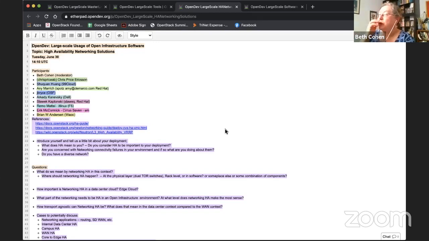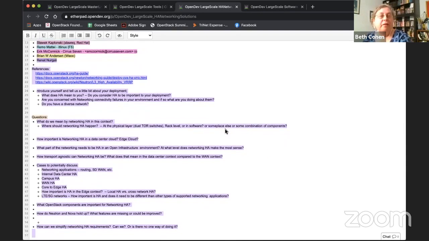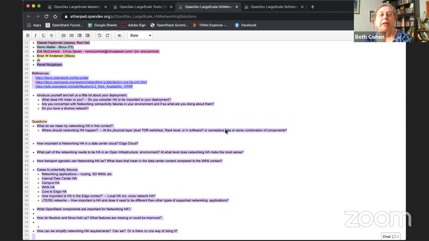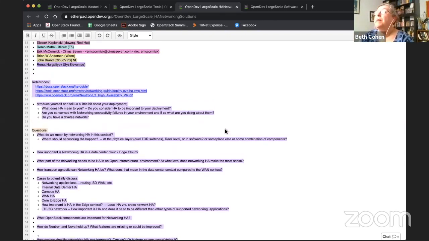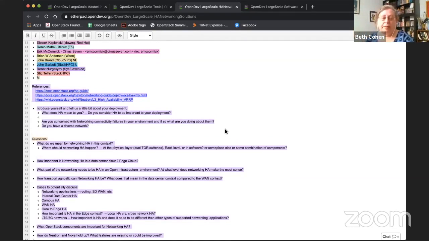So this session is focused on high availability networking solutions. And I think one of the first questions I have to ask is, what does high availability mean from a network perspective? So you'll notice I have some questions to get started. And I think the first question is, what does high availability mean? Where do you do it in your infrastructure? And I'll share what it means to me a little bit.